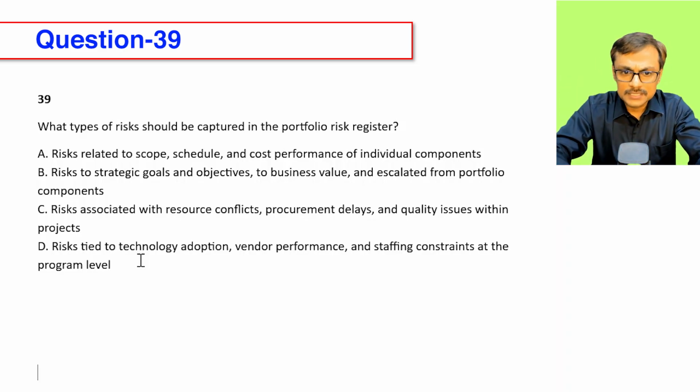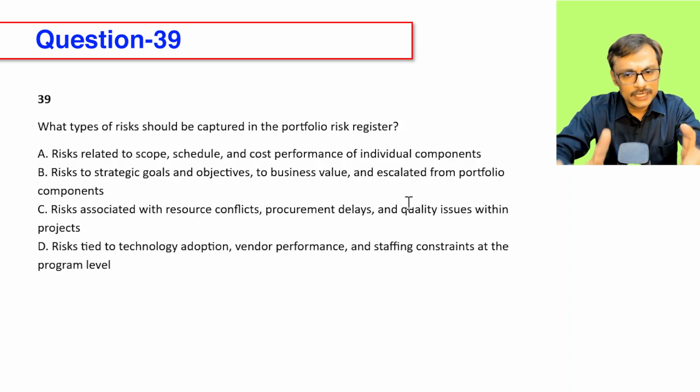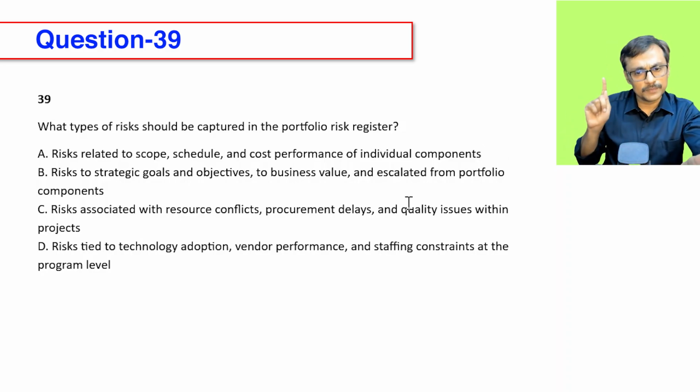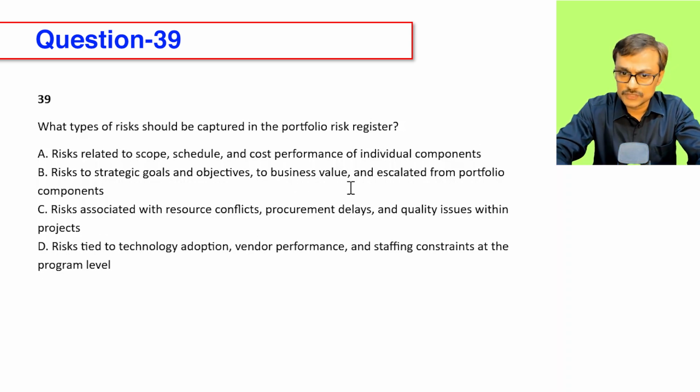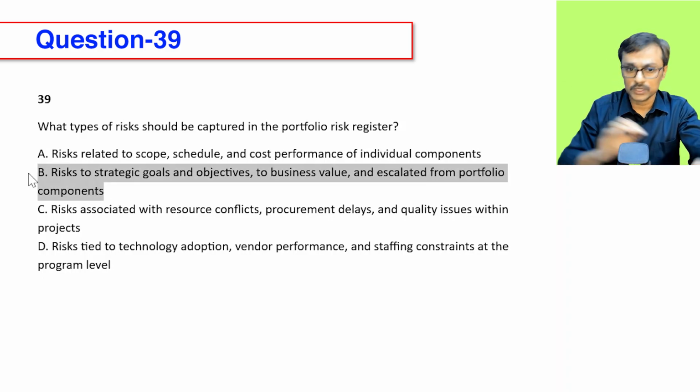Let's see. Risk related to scope, schedule, and cost performance of individual components? Definitely not. It will be in a project level or program level risk register. They do have their risk register. Risk to strategic goals and objectives, to business value, and escalated from the portfolio components. This kind of risk is expected to come. Let's see.